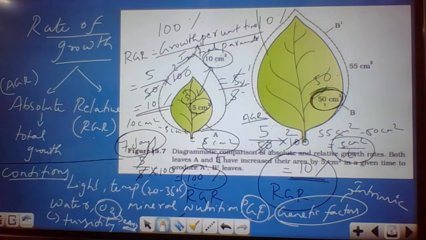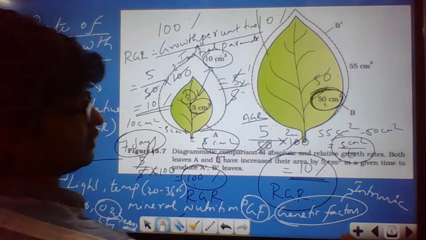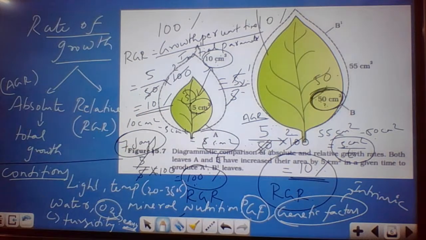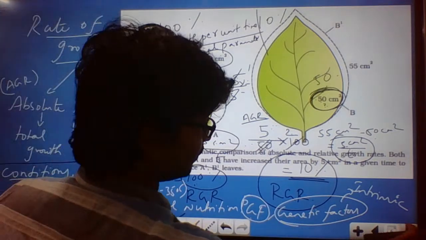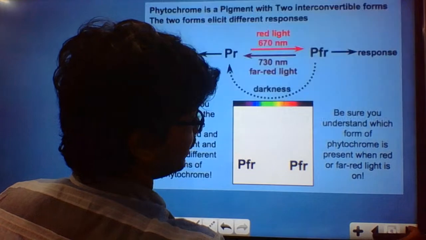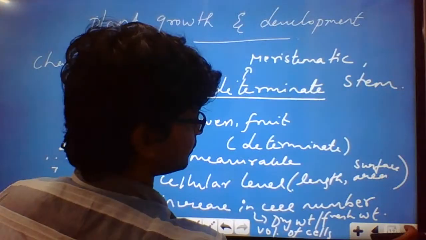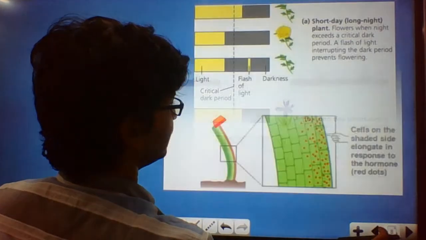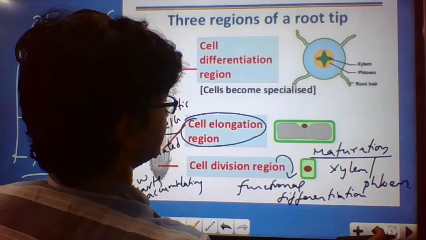Okay, clear guys? So this is about the conditions for plant growth. Then how do you go for a measurement? This is one type of measurement we have for the leaf, that is AGR and RGR. This we did. Now, in general, how do we go for measurement? I'll tell you the different techniques by which you can measure.